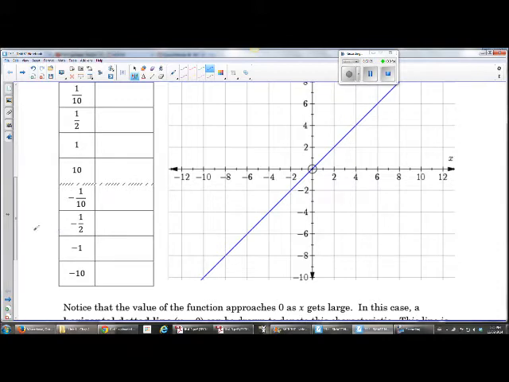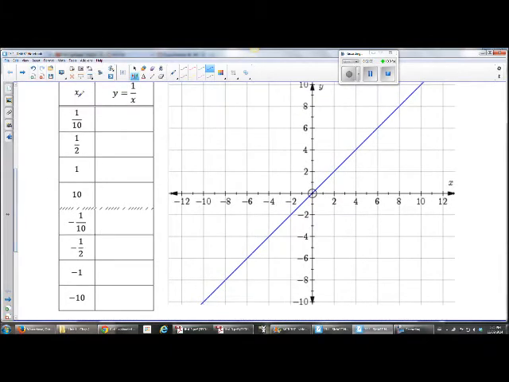Okay, so what I did here is I've got x equals 1/10, so 1 over x gives me 10. When x equals a half, 1 over x equals 2. When x equals 1, y equals 1. And when x equals 10, y equals 1 over 10. Now I'm going to squeeze one more in here: when x equals 2, then y equals a half.